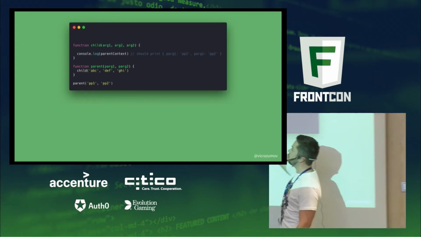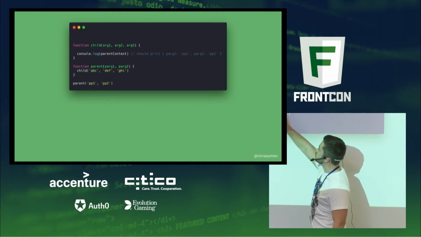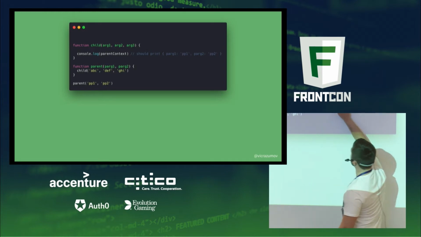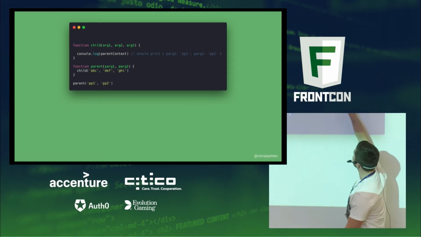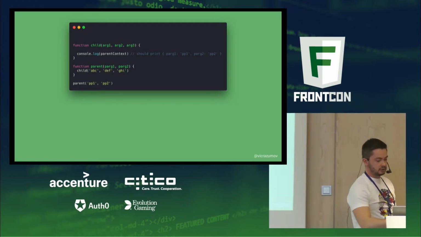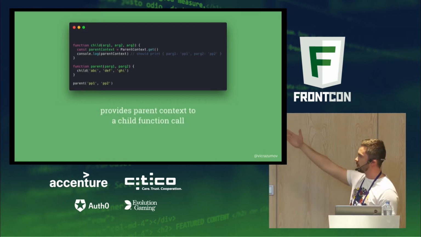So this is my child function definition. You see, I still have arg1, arg2, arg3, but when I console log parent context, it should print out parg1, pp1, parg2, pp2. What is parent context? How does it get defined? It's just something like parent context.get.